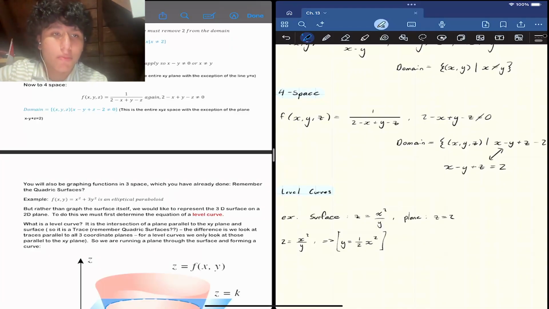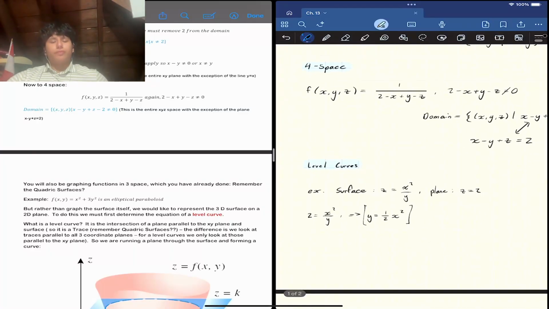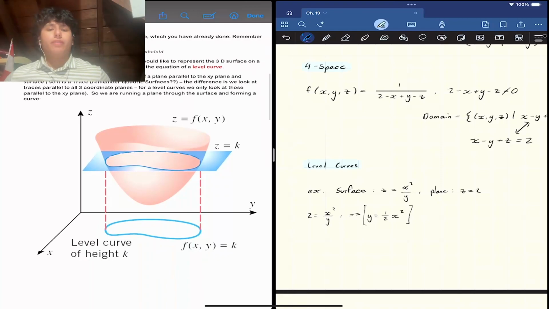We could actually find the normal vector of that plane. I'm not gonna do that, but it's just the coefficients of the x and y and z. So after that, we have level curves, which is actually the coolest part about this. Here we just take a parallel plane to the x and y at some height k to map out a 3D function in 2 space.